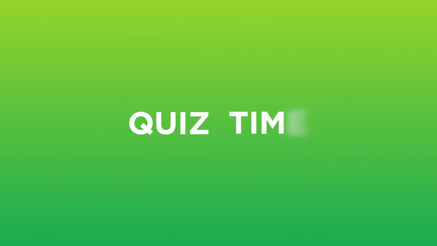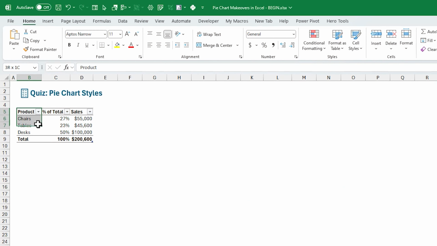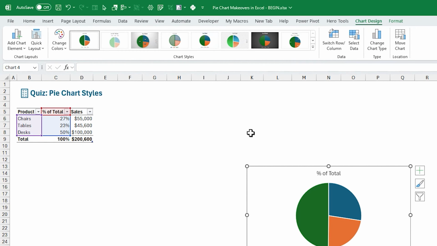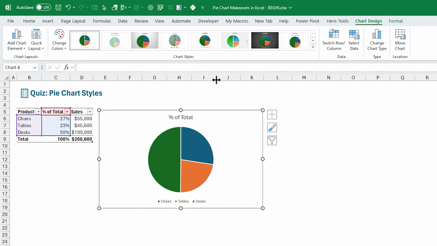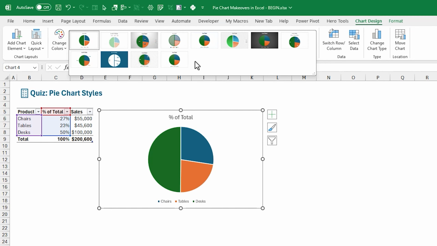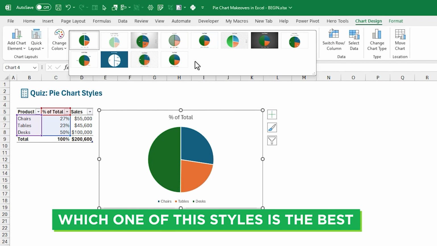All right, so I have a quiz for you. When you insert a pie chart in Excel, and I'll quickly do that by just selecting the data here, insert tab, we're going to choose a 2D pie chart. Once we've inserted that chart, the chart design tab will be selected here, and we have this chart styles menu with 12 different styles. My question for you is, based on what you've learned in this video, which one of these styles is the best.